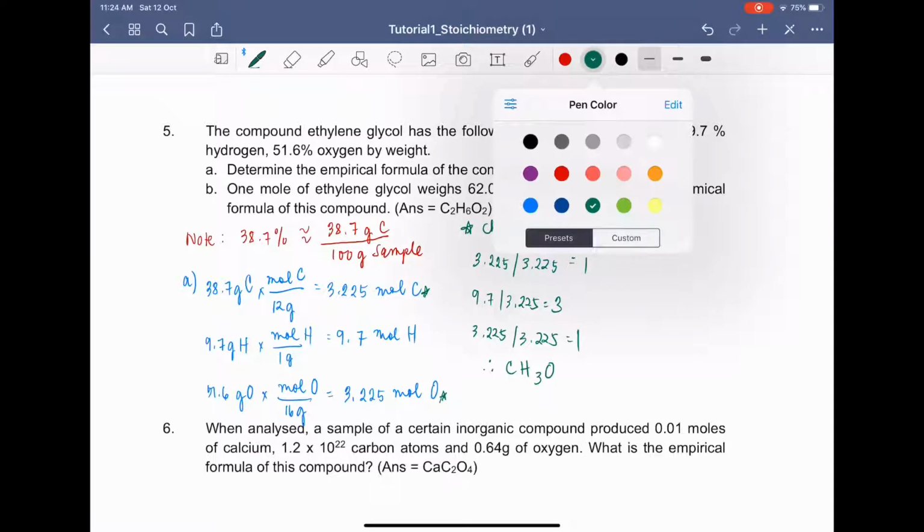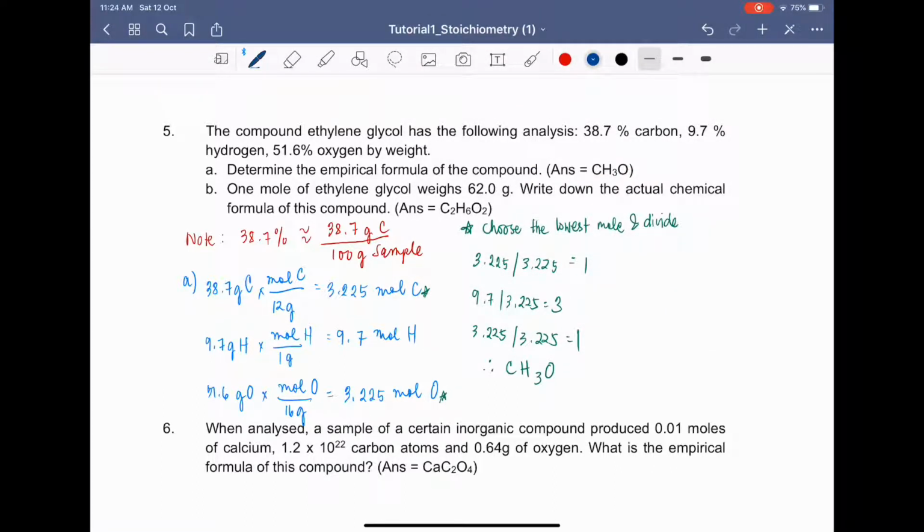Then question B. 1 mole of ethylene glycol weighs 62 grams. Write down the actual chemical formula of this compound. So let's go to letter B. We have 62 grams and CH3O. The molecular weight is 31. So we basically just need to calculate: 62 divided by 31 is equal to 2. So we just multiply everything by 2.